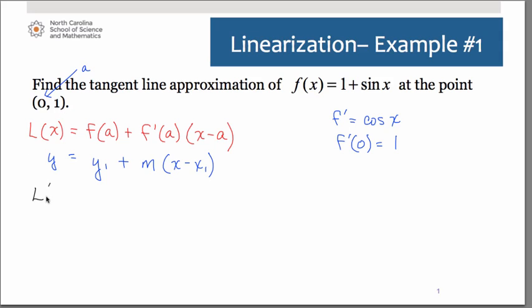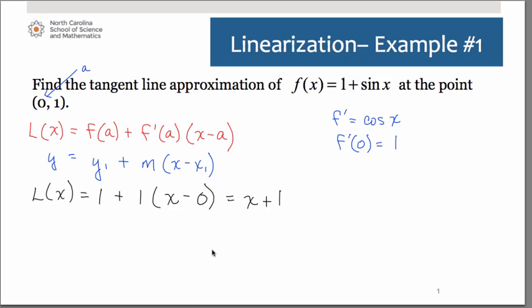Therefore, we would have L of x is equal to f of 0. Remember, that's 1 from the ordered pair, plus our slope, that's our derivative value, which happens to also be 1, times the quantity x minus, and our a value is 0. If you rearrange that, you have x plus 1 as our linearization. Again, remember that you would have the same exact answer had I asked you instead to write the equation of the line tangent to the curve 1 plus sine of x at the point 0, 1.